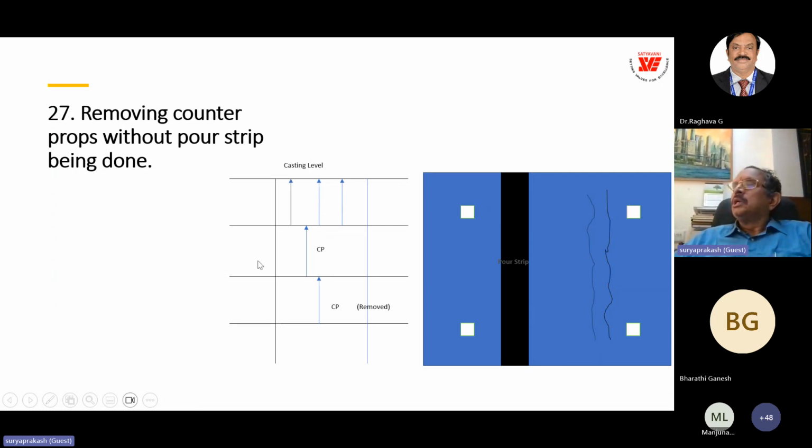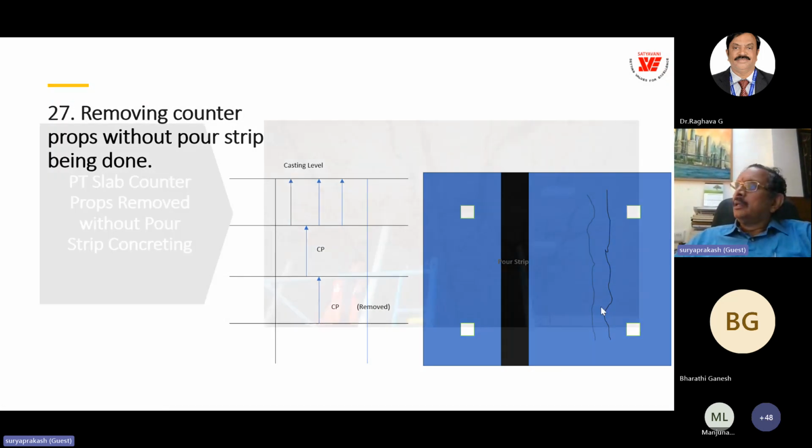What happened was, during night concreting of the casting level, because of the need for props, they removed the counter prop thinking that it was not required. For engineers, it is very difficult to identify the fitters removing the counter prop at that level. It so happened that because of the pour strip, the slab span became a 7-meter cantilever, and then the slab cracked at the top here.